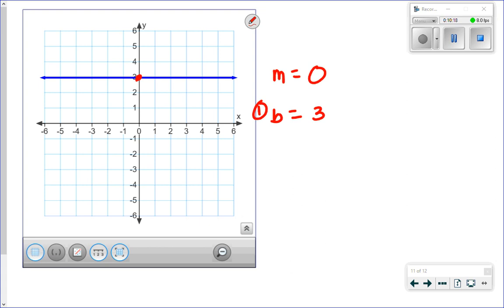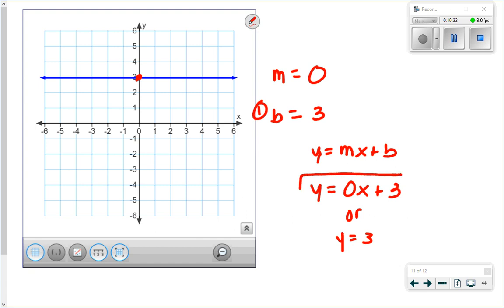Okay, so now I need to write my equation. So I've got y equals 0x plus 3. And then you can also just have y equals 3 because 0x doesn't really make sense and that's not really in lowest terms. So either one of these would be an okay answer.